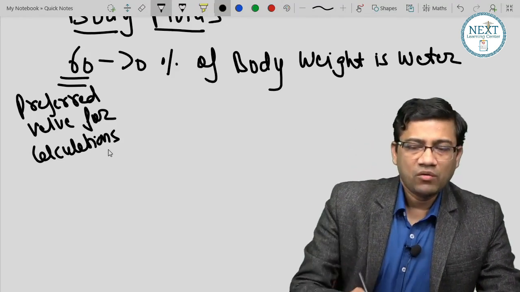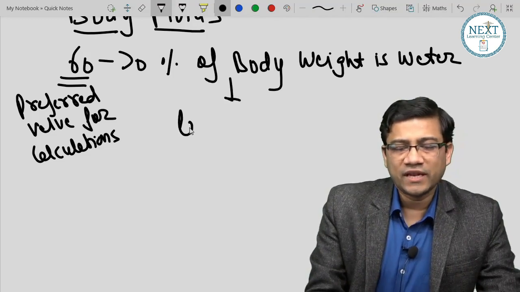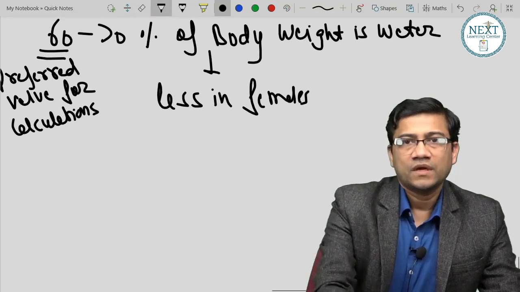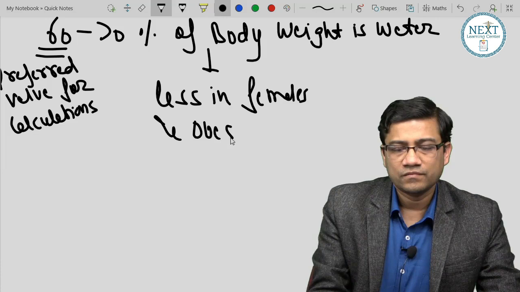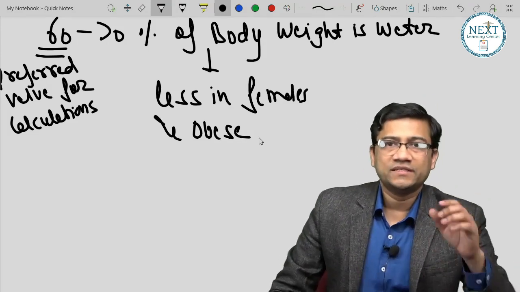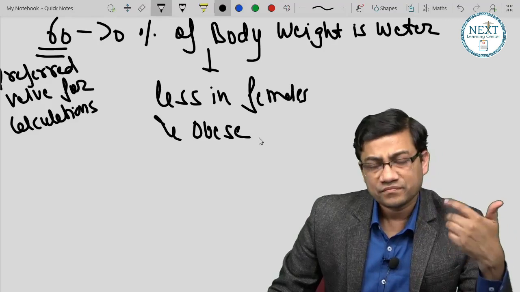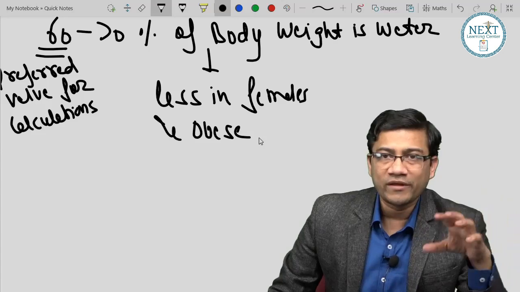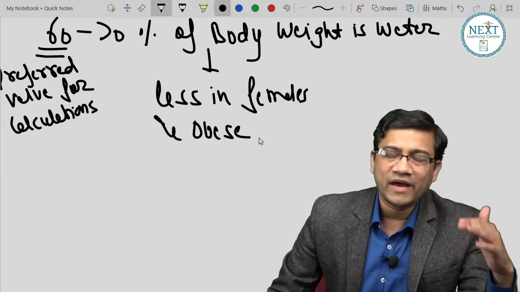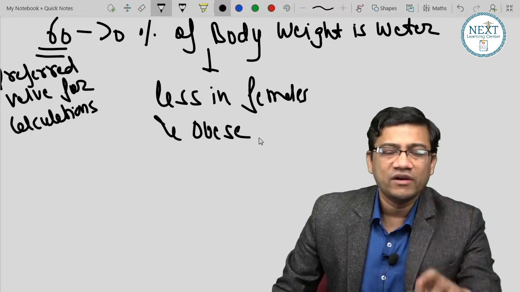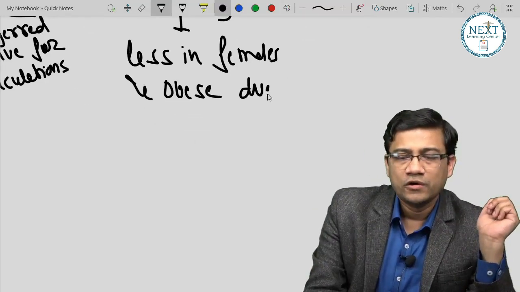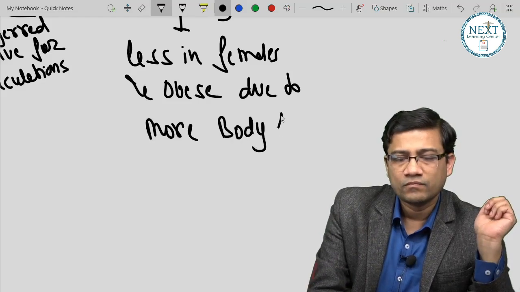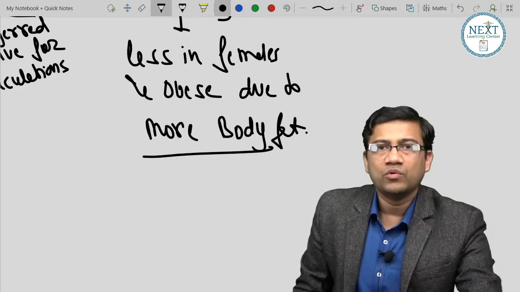Now next question, this water is less in females and the obese. Why? The reason is simple: in females and obese there is more body fat. Fat and water don't mix, so as the fat quantity increases, the water level decreases. So the reason is more body fat.